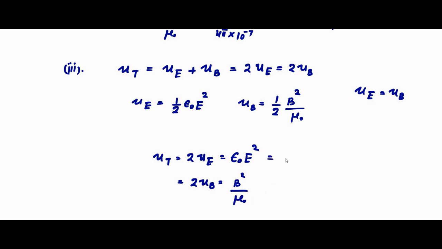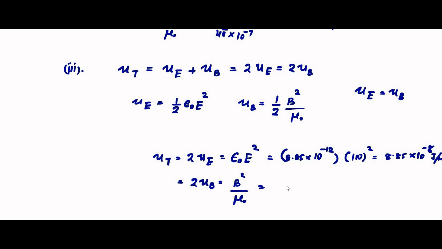Either way, in this case it is 8.85 into 10 to the power minus 12 into the electric field, that is 100 volt per meter, square. So it is 8.85 into 10 to the power minus 12 into 10 to the power 4, so 10 to the power minus 8 joule per meter cube.